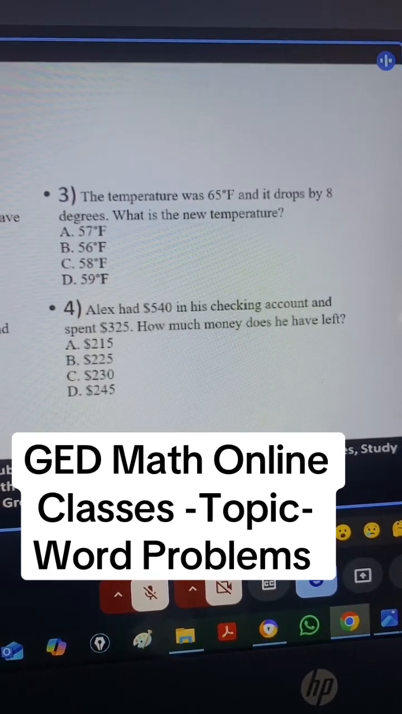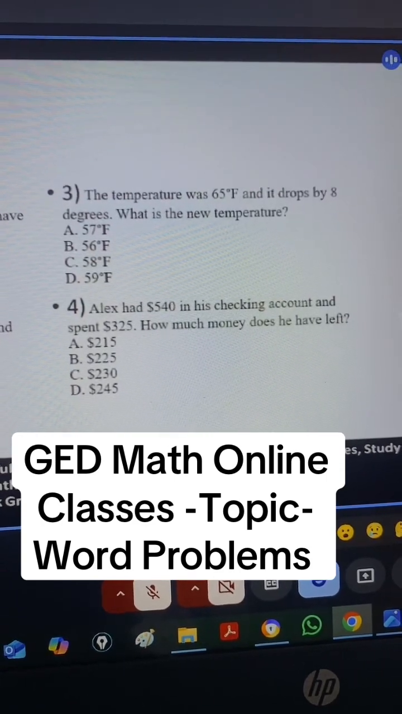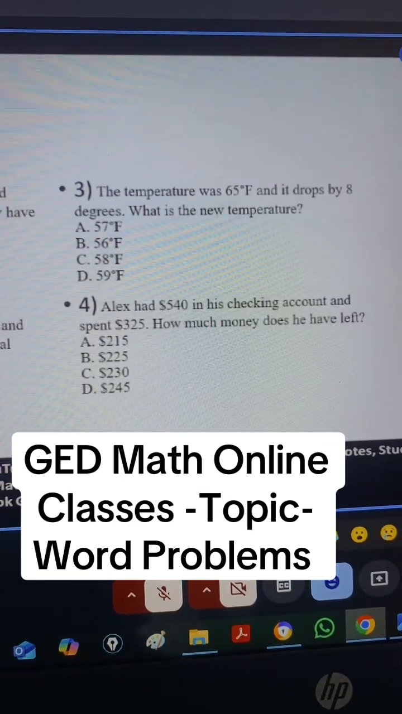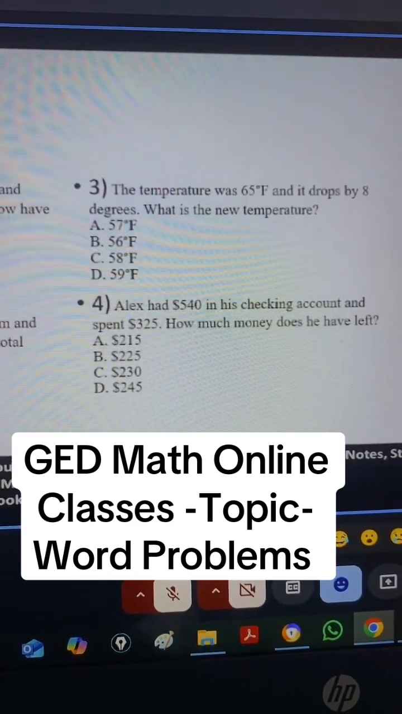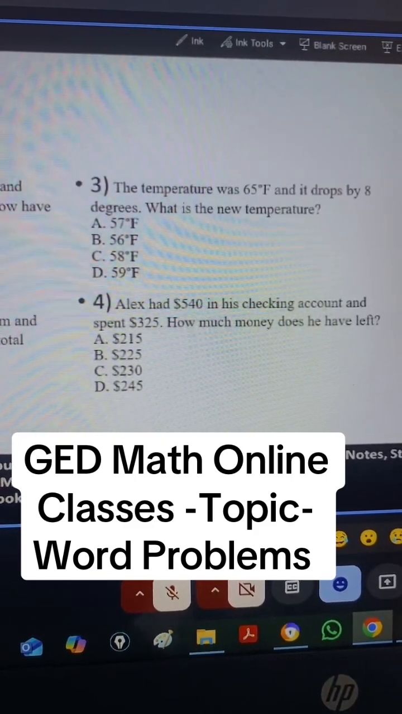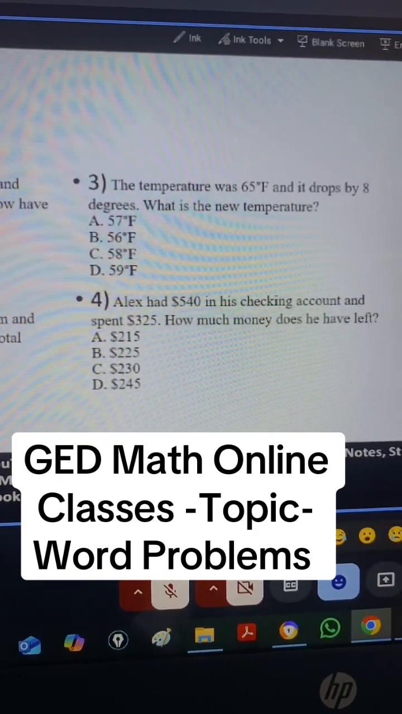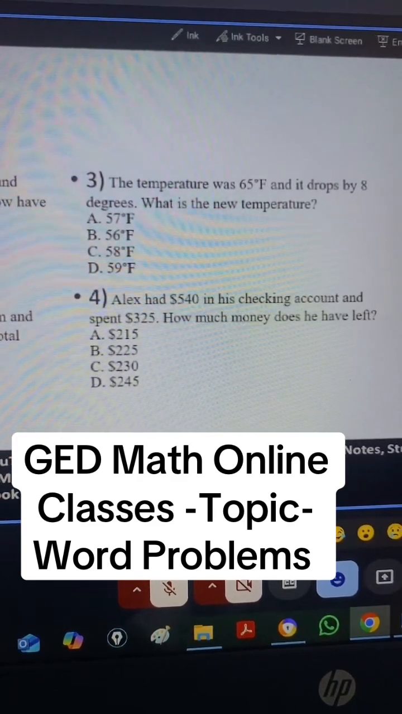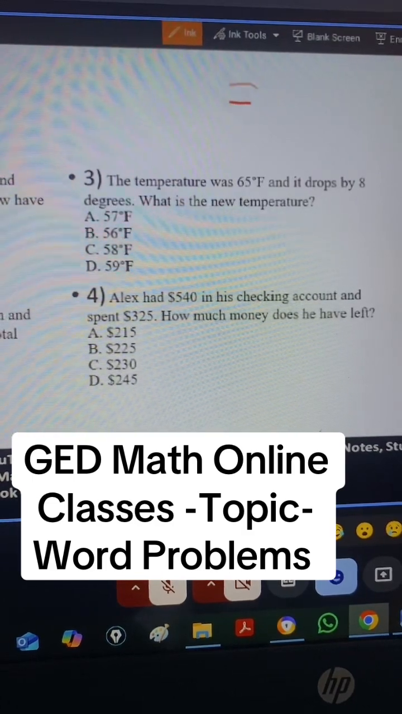So the next one says Alex had $540 in his checking account and spent $325. How much money does he have left? So if he had 540 and spent 325, to check how much he has left, we subtract to find out his remaining amount.